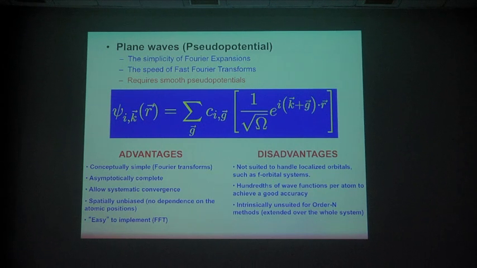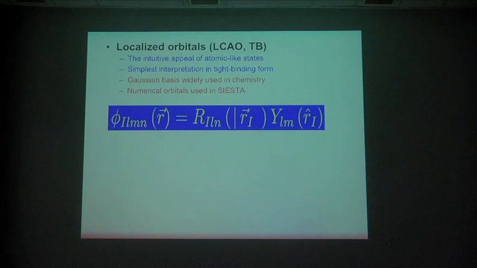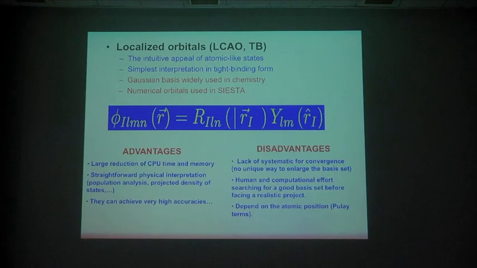So there are advantages and disadvantages. And today you discussed the other extreme, and that is the localized orbital, LCAO, or tight binding, where you write it in terms of atomic orbitals. So this also has its advantages and disadvantages. Now these are the two things which have already been told to you.